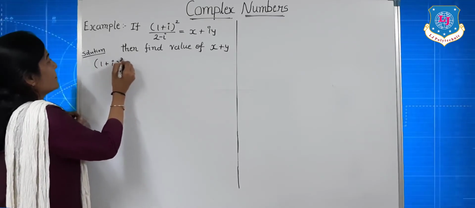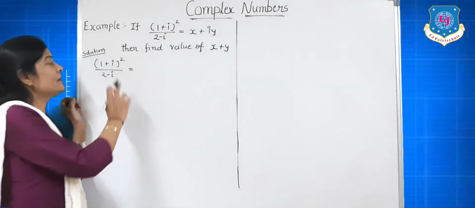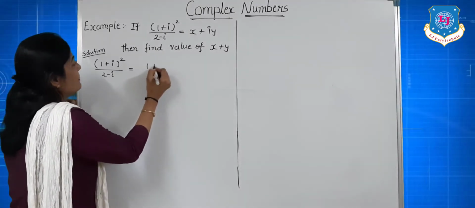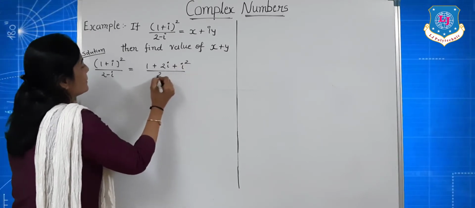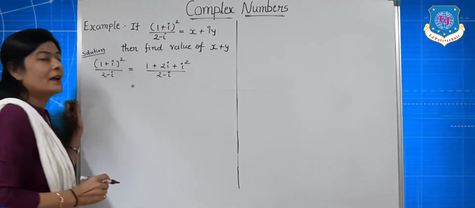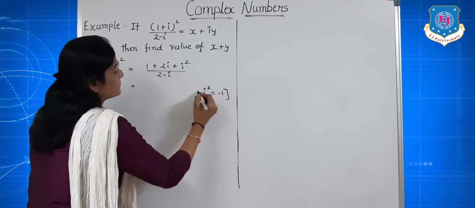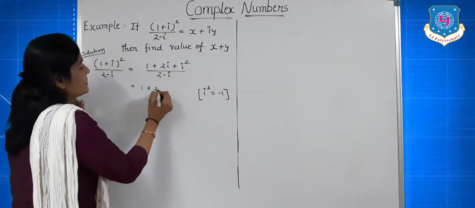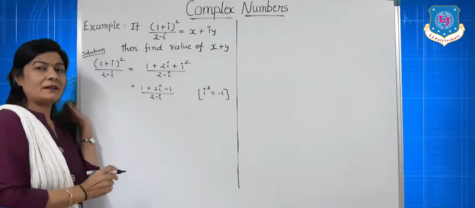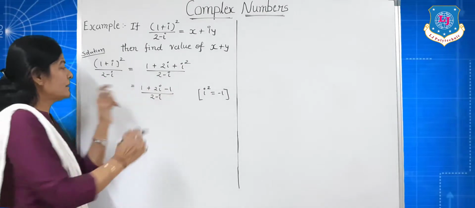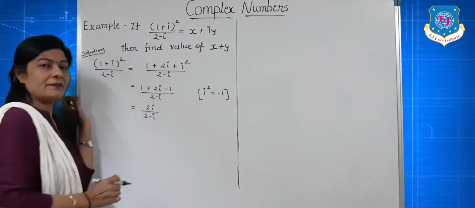So (1 + i)² / (2 − i) is equal to, now (1 + i)² is equal to (1 + 2i + i²) / (2 − i). Now i² is equal to −1, so (1 + 2i − 1) / (2 − i). 1 minus 1 cancel, so 2i / (2 − i), right?